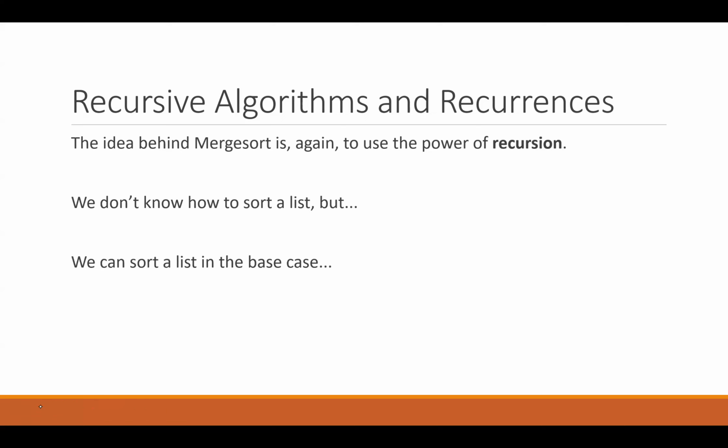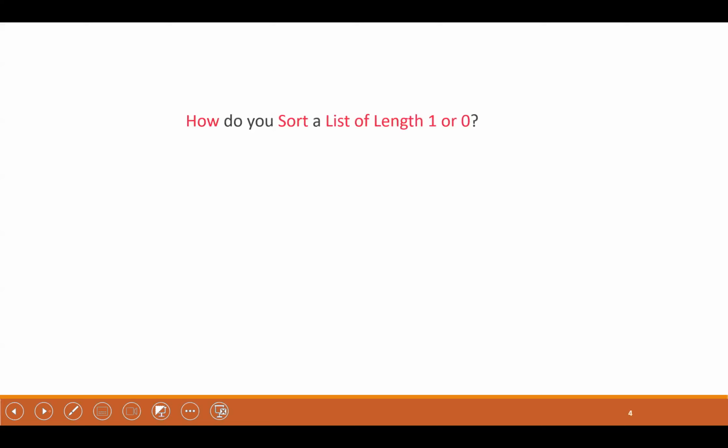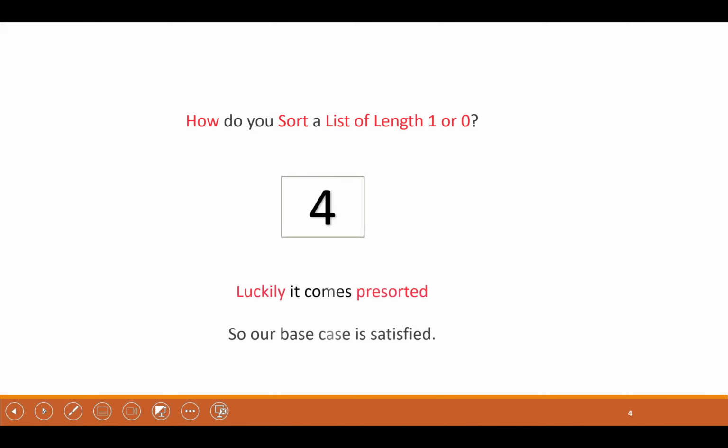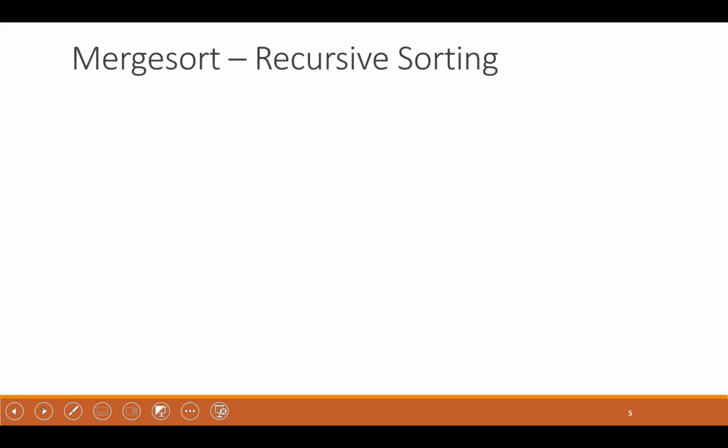All right, so in terms of sorting, we have to figure out a base case for our sorted list. So how do we sort a list of length 1 or length 0? Well, fortunately for us, that comes pre-sorted. So in the base case, we know how to sort a list of elements. If it's size 1 or size 0, it's already sorted, so the base case is fine.